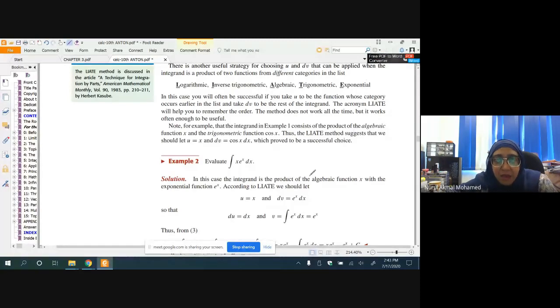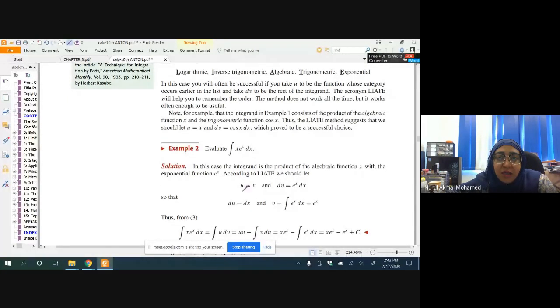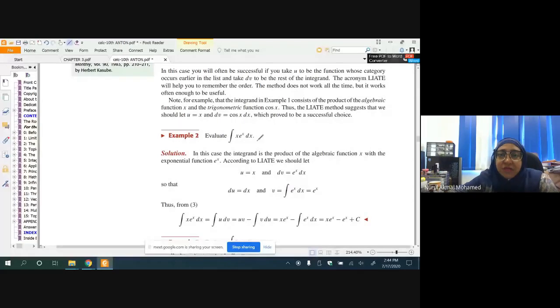So this is the choice: u equal to x and dv equal to e^x dx. Using integration by parts, it will give you uv minus the integral of v du. What is left is to decide what your u is. If your choice is u equal to x and dv equal to e^x, then you integrate dv to get v. Then you will have the integral of v du. The v is this one.